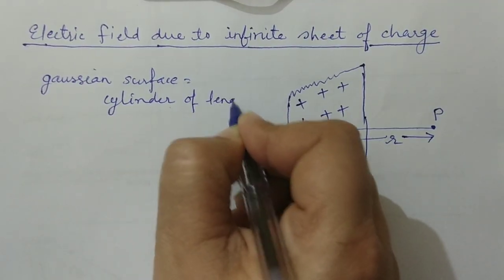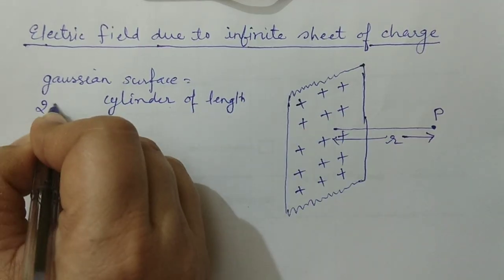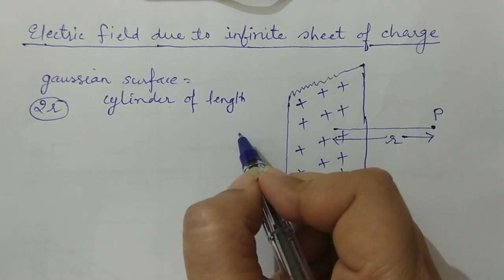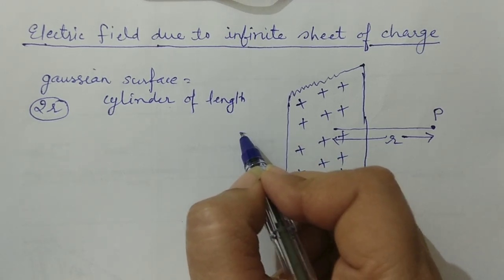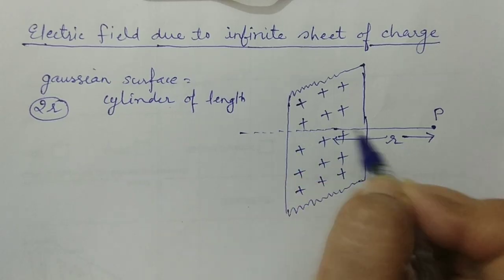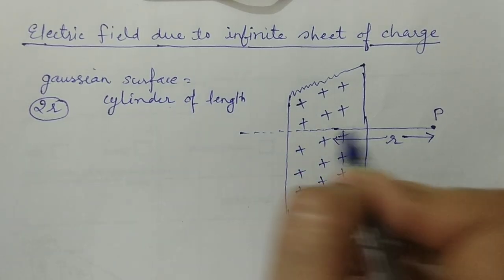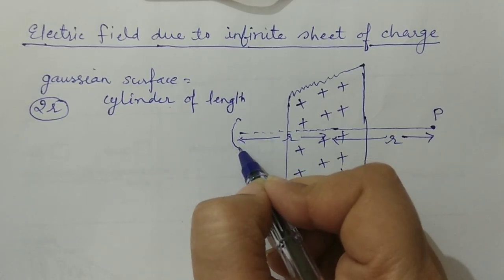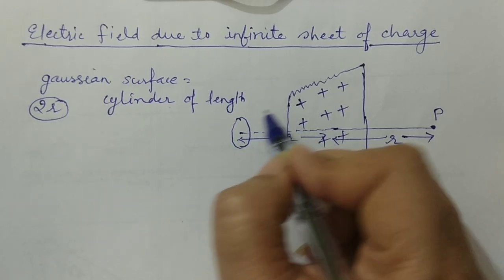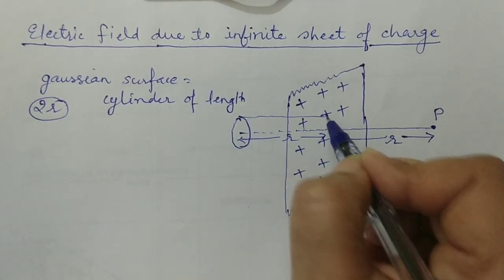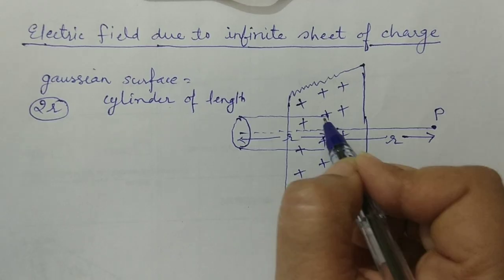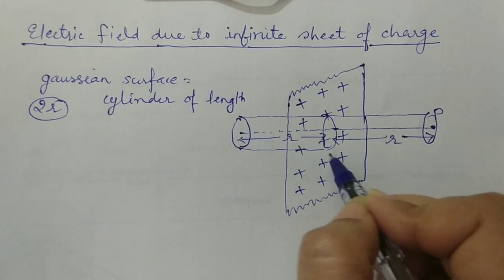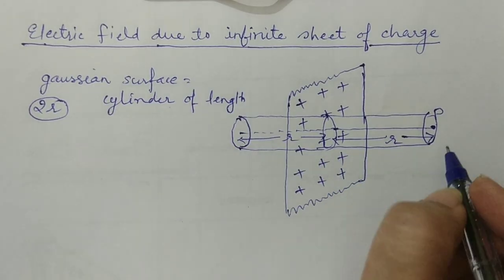of length 2r and radius any. That is of our choice, we can take any radius. So r length is in front of the sheet and r length is back side of the sheet. So that means the cylinder will pass through this sheet, it will go across the sheet here and will go on the other side of the sheet. So this is the cylindrical Gaussian surface.